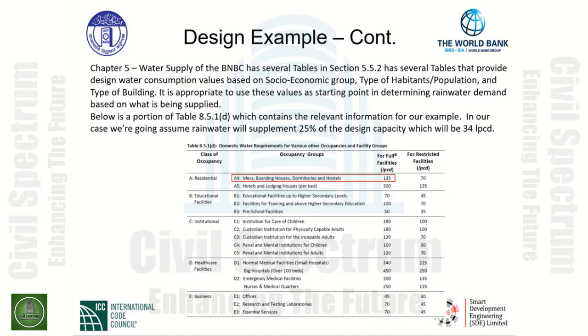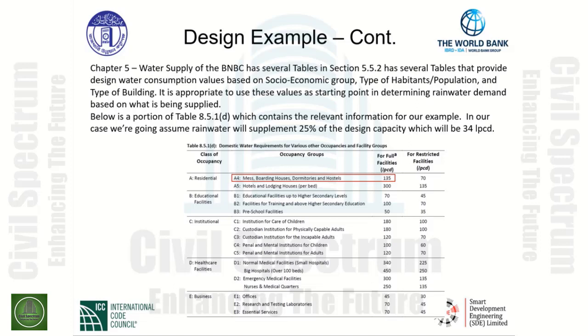We will look to Chapter 5, Water Supply, of the BNBC, which has several tables in Section 5.5.2 that provide design water consumption values based on socio-economic groups, type of habitants, population, and type of building. It is appropriate to use these values as a starting point in determining rainwater demand based on what is being supplied. Below is a portion of Table 8.5.1d, which contains the relevant information for our example.